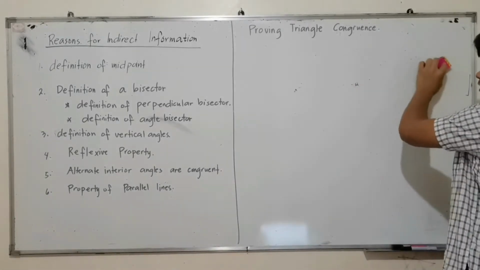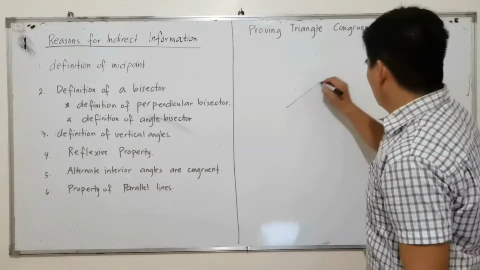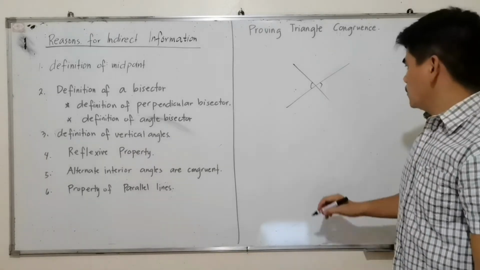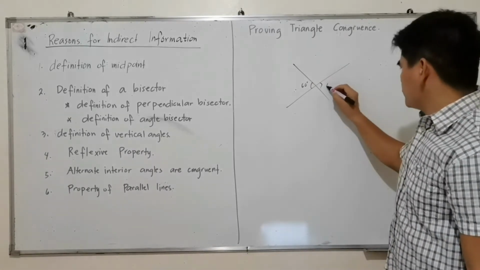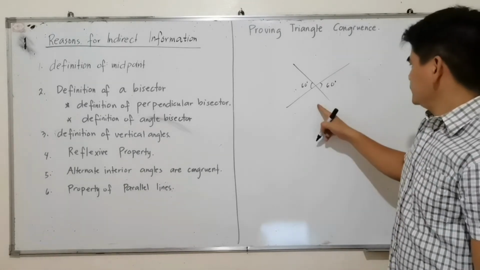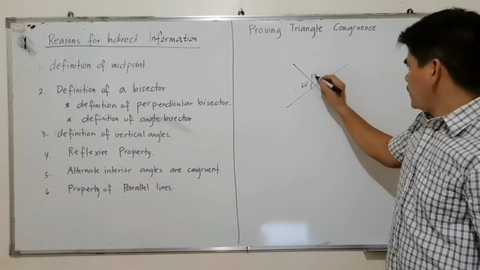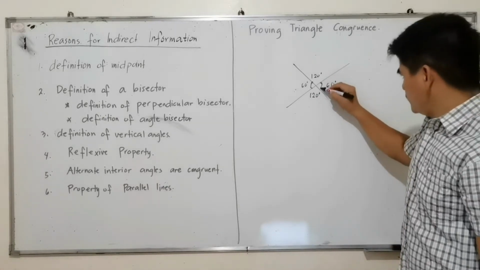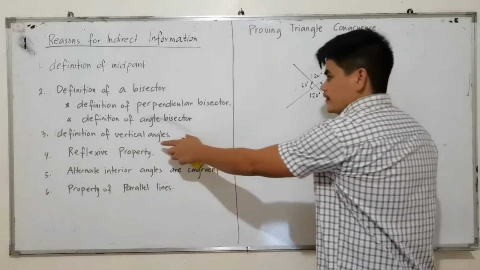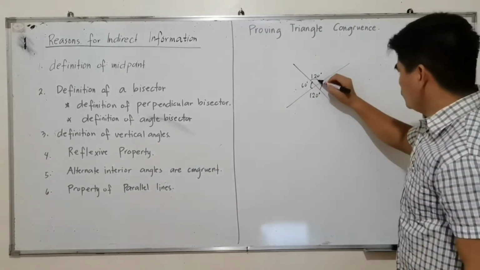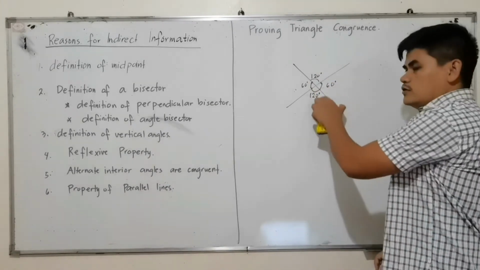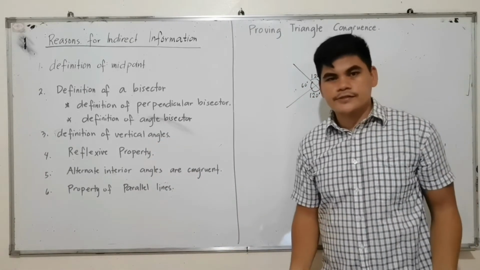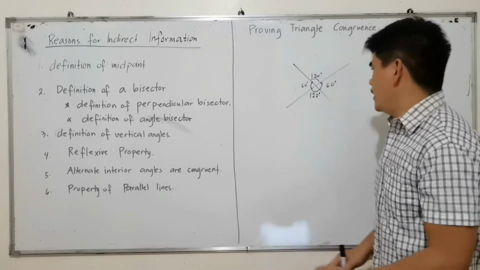Now, definition of vertical angles. Last time we discussed vertical angles. When two lines intersect, there are pairs of vertical angles which are congruent. If this is 60 degrees, this must be 60 degrees. And to complete the 180, this is 120 degrees and the opposite is also 120 degrees. These angles here and here are equal and said to be vertical angles. This angle here and here are also equal and vertical angles. That is the definition of vertical angles.